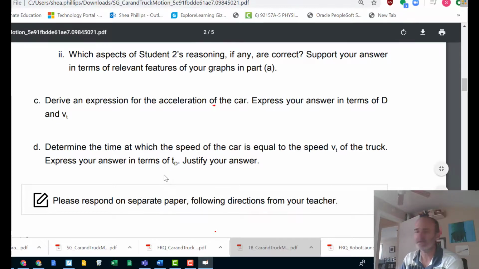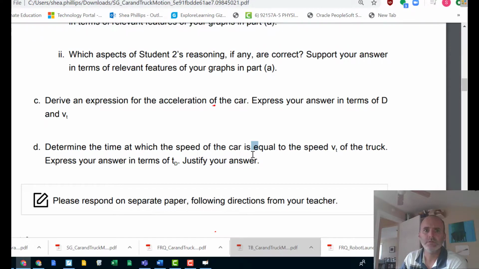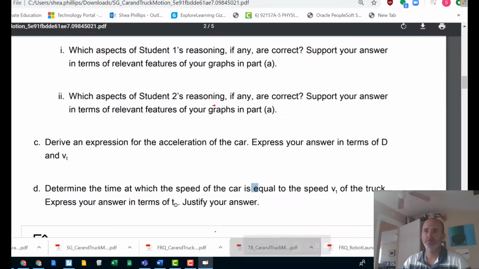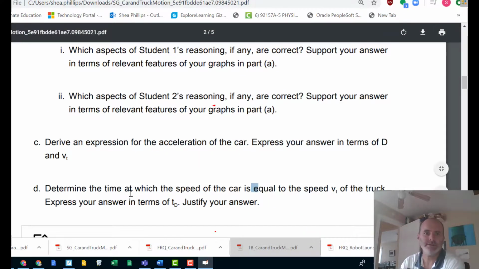All right, so now I need to figure out how to determine the time. We want to solve for TD. I'm going to pause this real quick. Okay, so this actually is pretty simple.